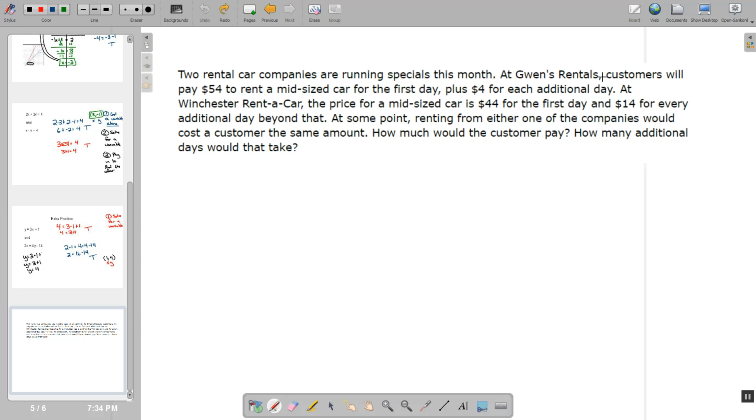At Gwen's Rentals, customers will pay $54 to rent a midsize car for the first day, plus $4 for each additional day. So that certainly sounds like an equation of y equals mx plus b to me. And I'm hoping the song gets stuck in your head real quick. So at Winchester Rent-A-Car, the price for a midsize car is $44 for the first day and $14 for every additional day beyond that. Also certainly sounds like y equals mx plus b to me there too.